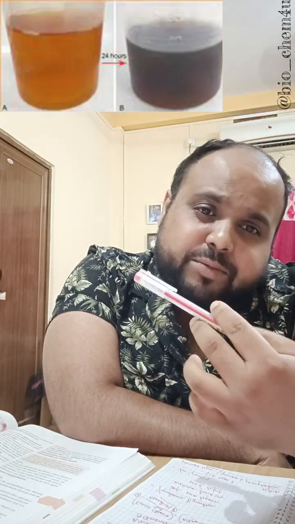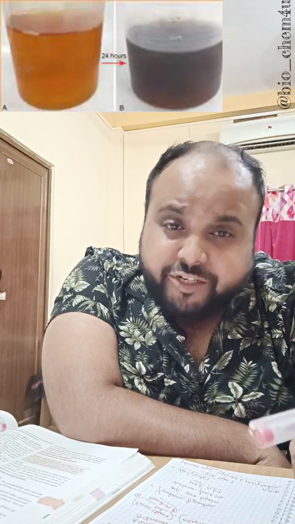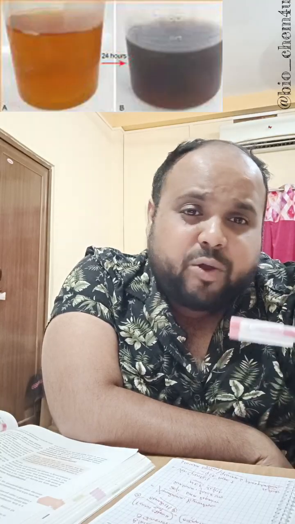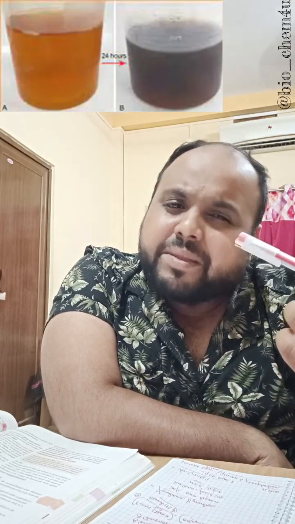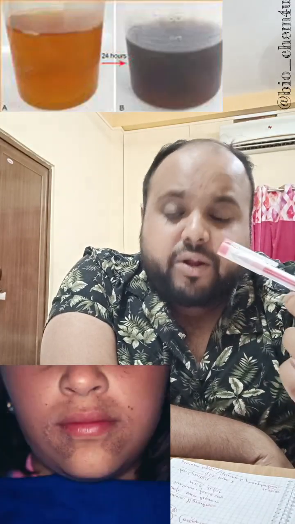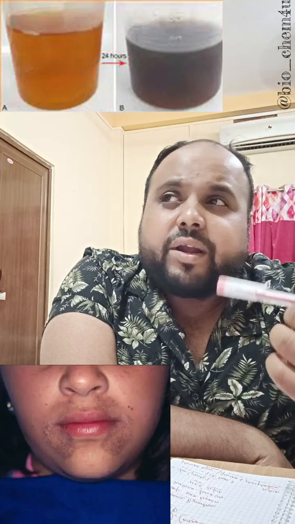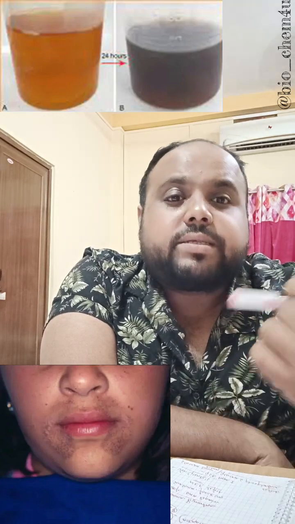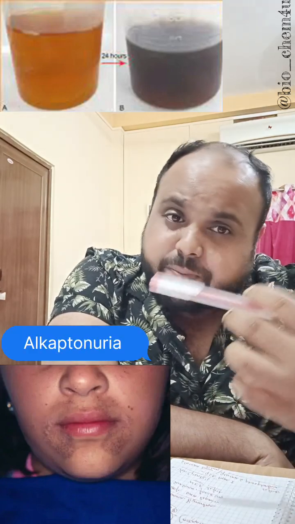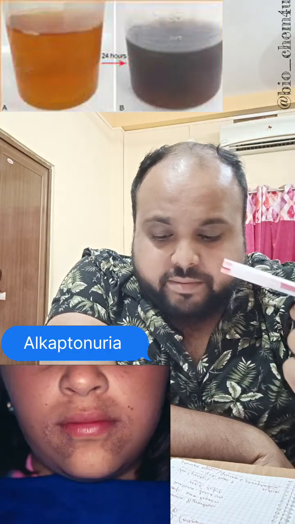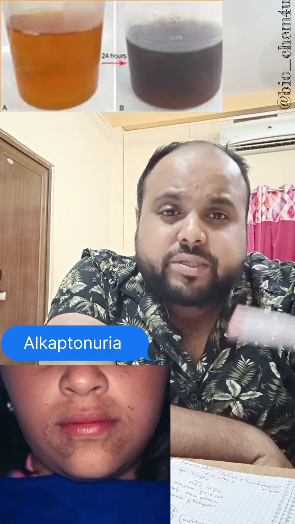Let's start with alkaptonuria, also known as black urine disease, where urine turns black on long standing, like this picture. There is a deficiency or defect of homogentisate oxidase enzyme. The patient might suffer from bluish black discoloration, known as ochronosis, due to alkapton bodies accumulation in the skin, like this picture. Patient ferric chloride test positive, Benedict's test positive.